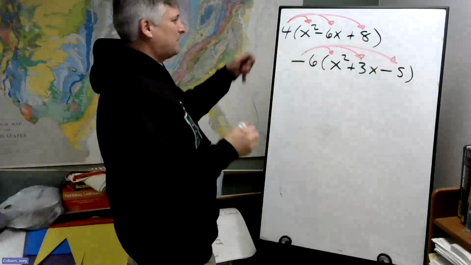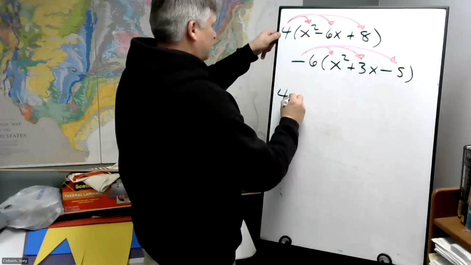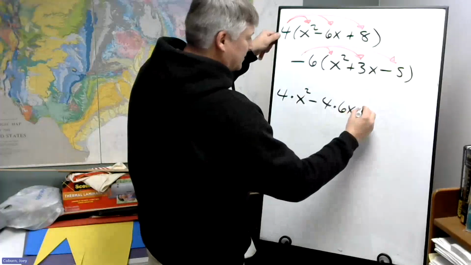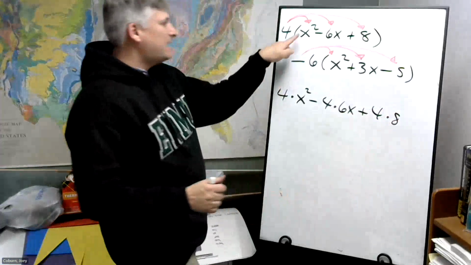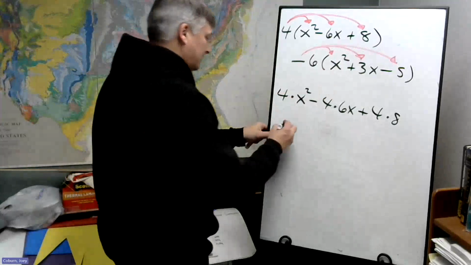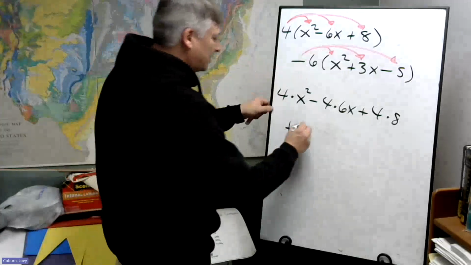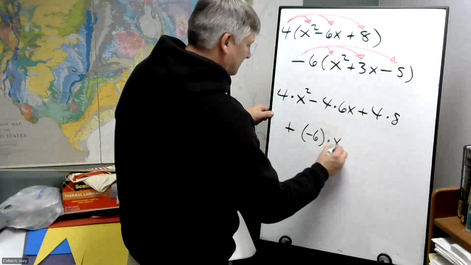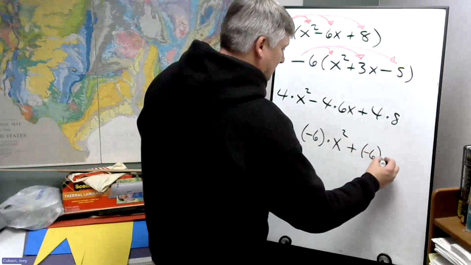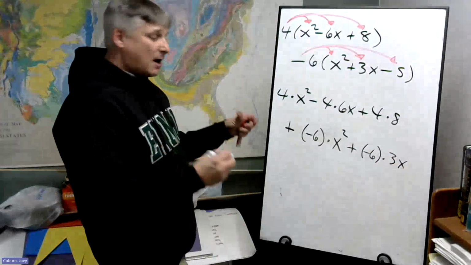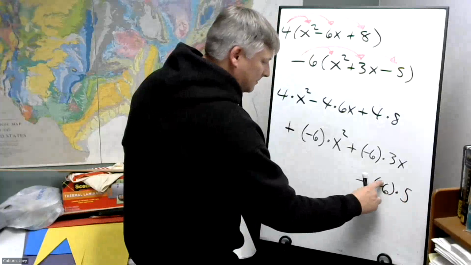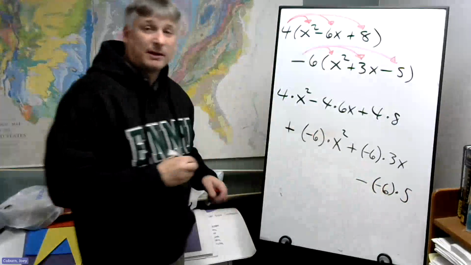So for the first distribution, this right here, 4 times x squared minus 4 times 6x plus 4 times 8. Each one of these terms is multiplied by 4. Now that's a positive x squared, so I'm going to go plus, but we're multiplying it by -6. And then we have a plus 3x also multiplied by -6. And then now we're subtracting a 5 that's multiplied by -6.